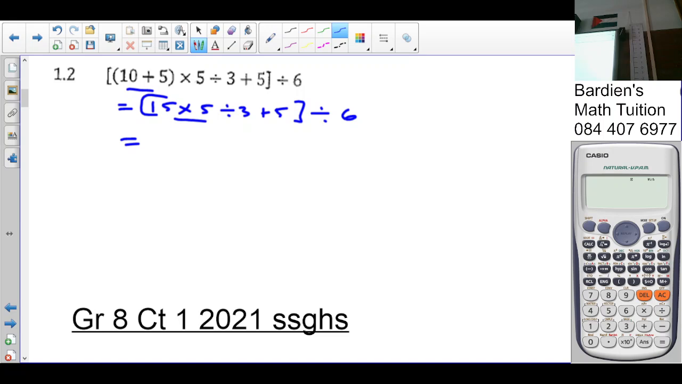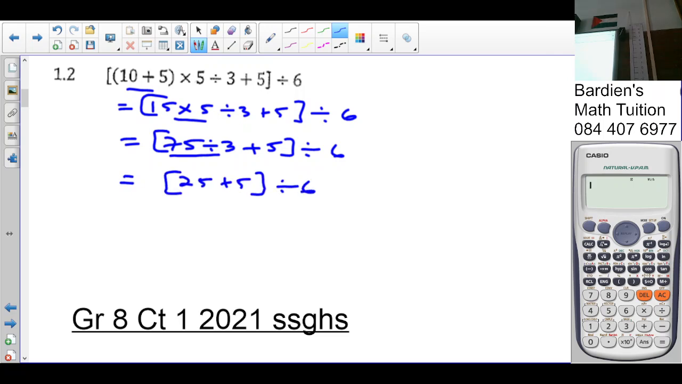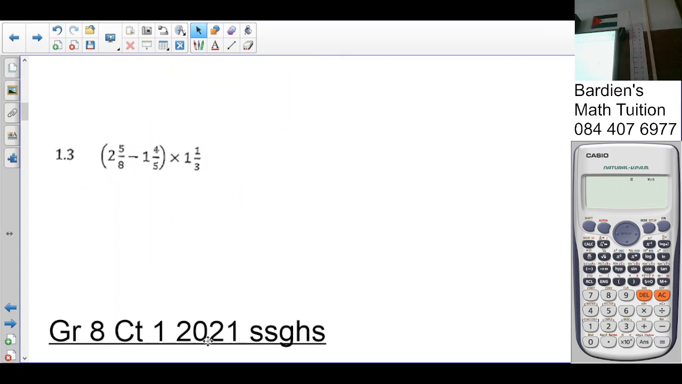Multiplication. So 15 times 5 is 75, correct? 75 divided by 3 plus 5 divided by 6. What's 75 divided by 3? 25. So it's 25 plus 5 divided by 6. What's 25 plus 5? 30. 30 divided by 6 is? Any confusion there? No? The next one.